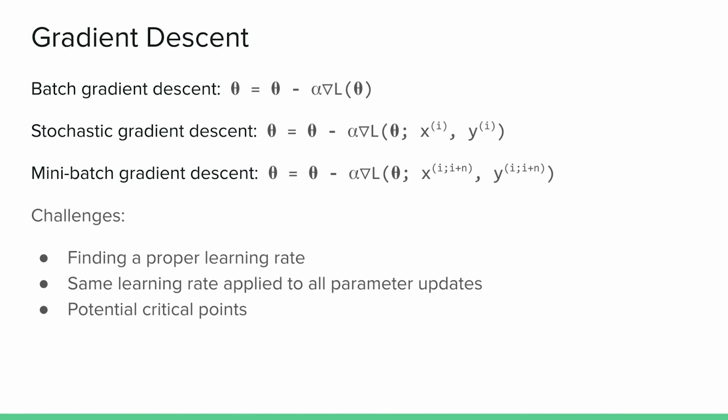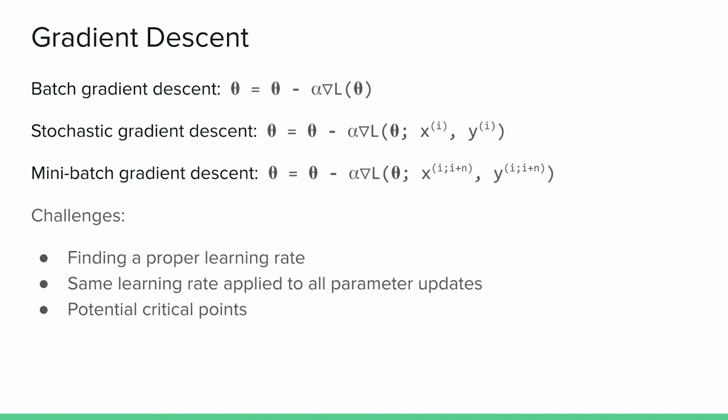You can also do this with all of our input samples, with our entire data set. That would be called batch gradient descent. The problem with batch gradient descent is that it's quite computationally hard to fit all of this into your neural network. That's why it's usually not done.